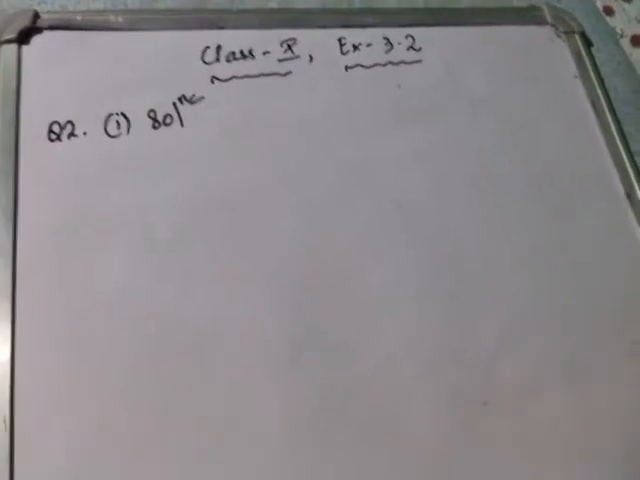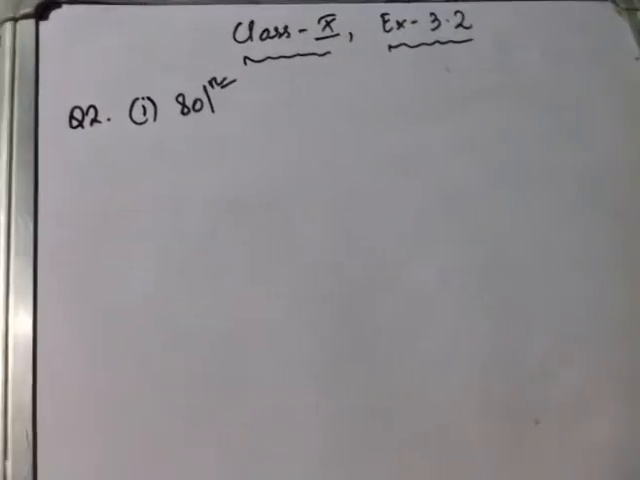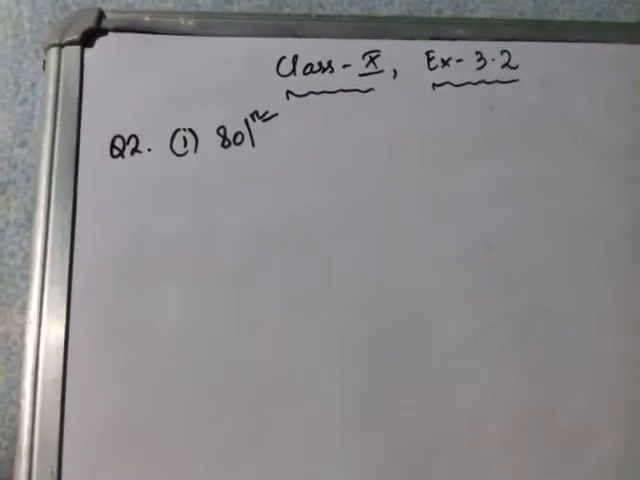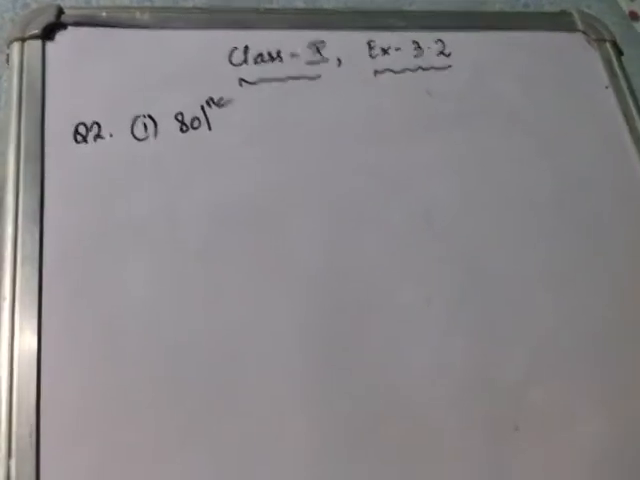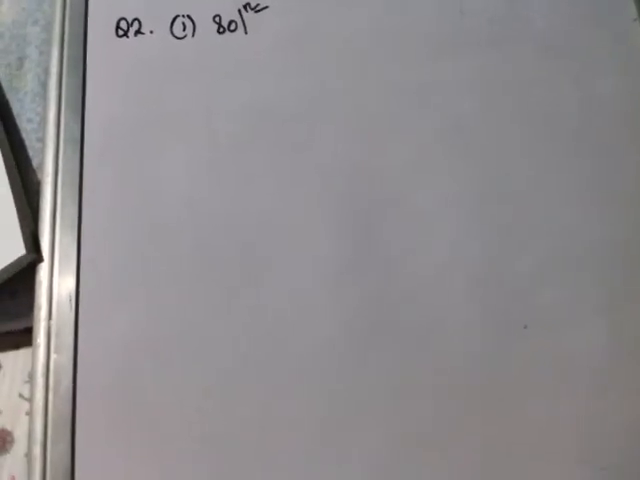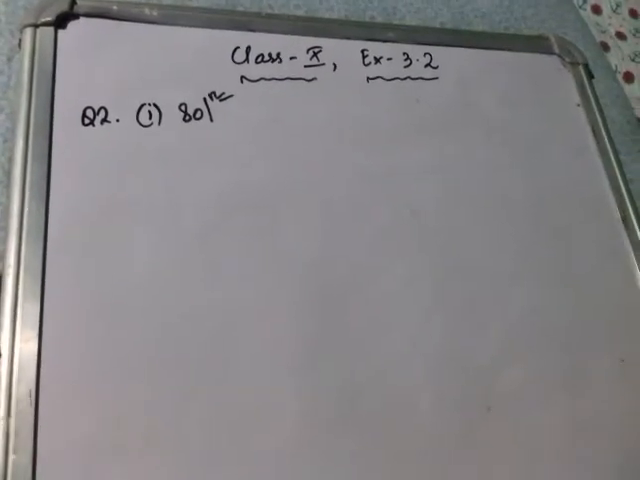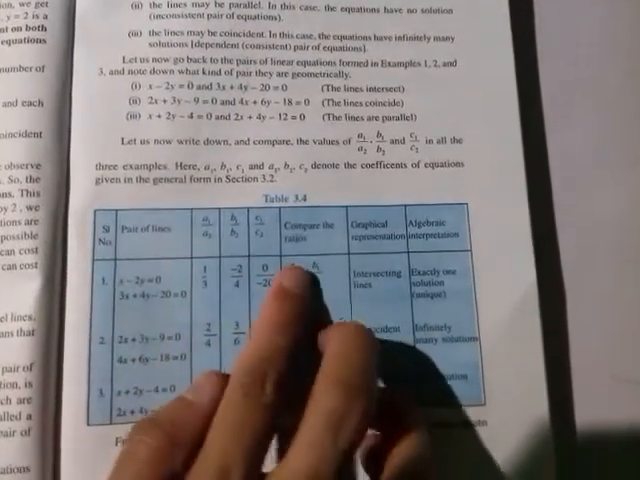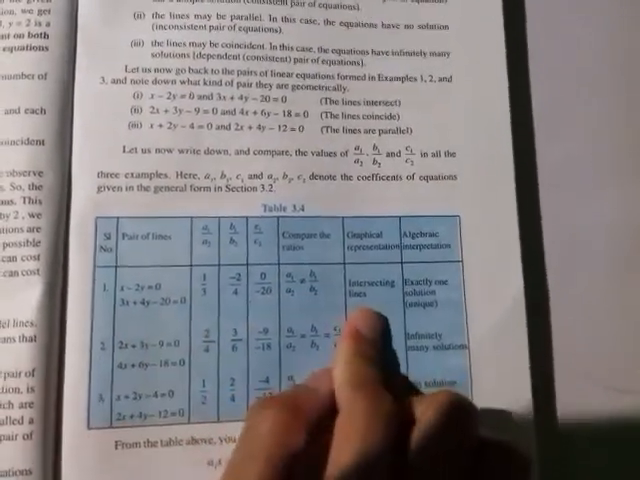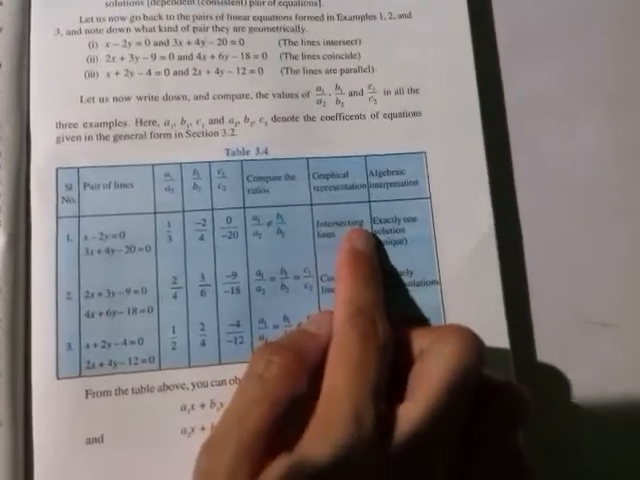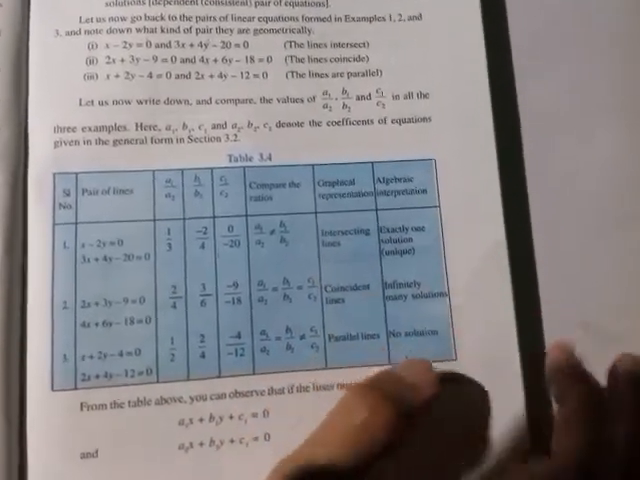So you see what question number 2 is. On comparing the ratios A1 by A2, B1 by B2 and C1 by C2, find out whether the following pairs of linear equations intersect at a point, are parallel or coincident. For that, I have already told you to learn table 3.4 by heart, so that you can know whether the lines are intersecting, coincident or parallel.